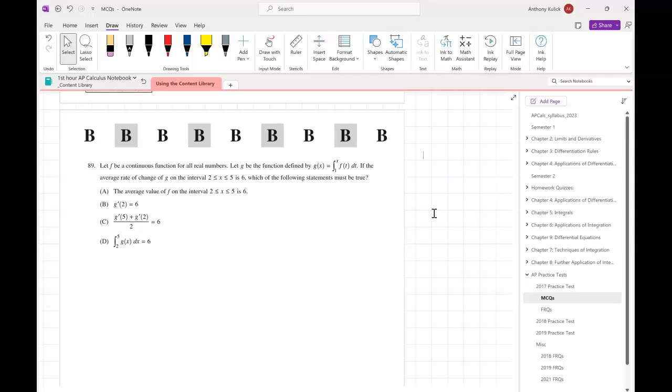It says, let f be a continuous function for all real numbers. Let g be the function defined by g of x equals the integral from 1 to x of f of t dt. The average rate of change of g on the interval from 2 to 5 is 6. Which of the following statements must be true?